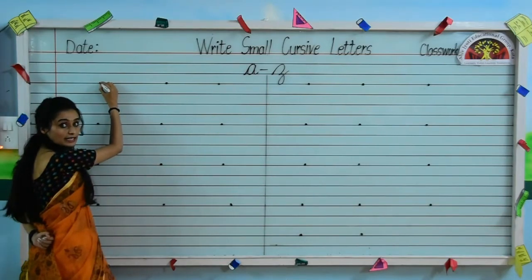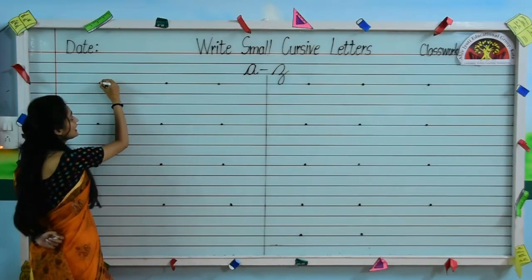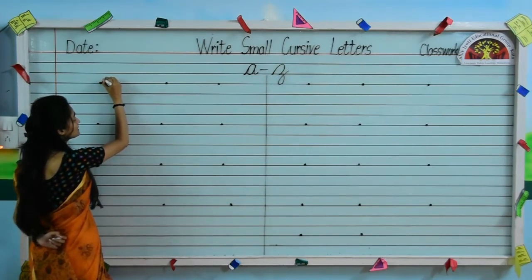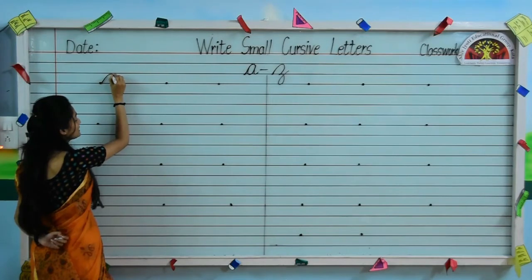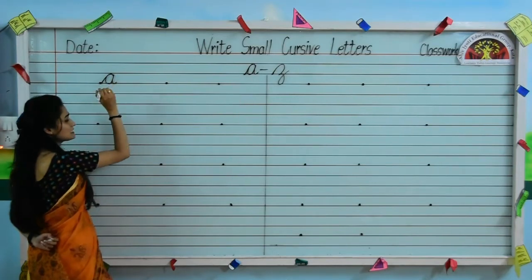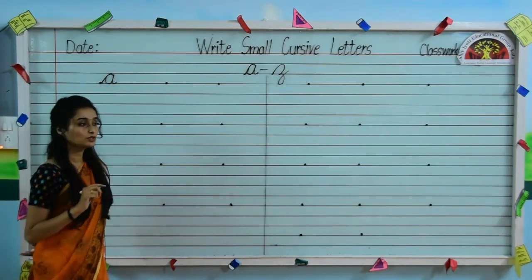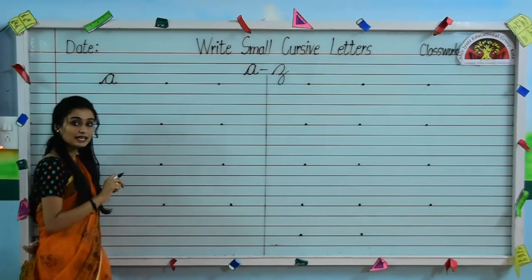The first letter is A. We will write A between the second and the third line. Slanting line, then a curve, touch the second line, come down and a tail like this. This way you have to write your letter A.